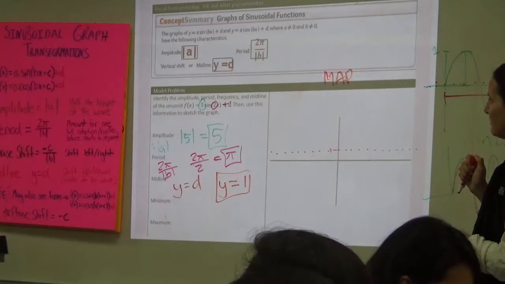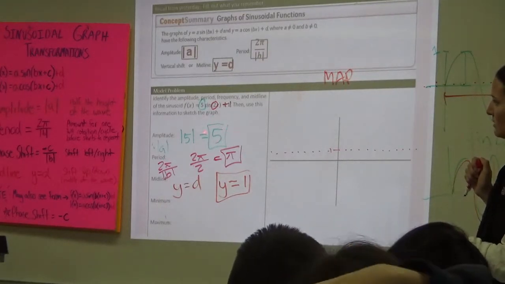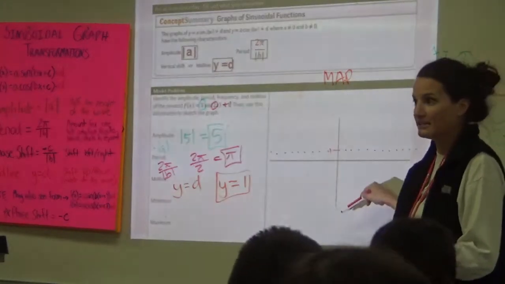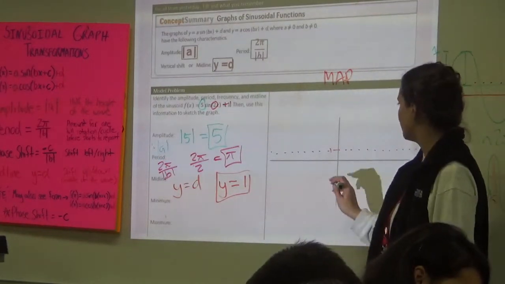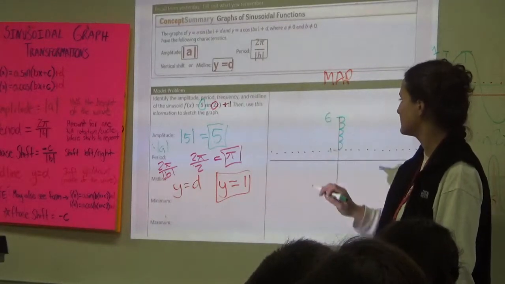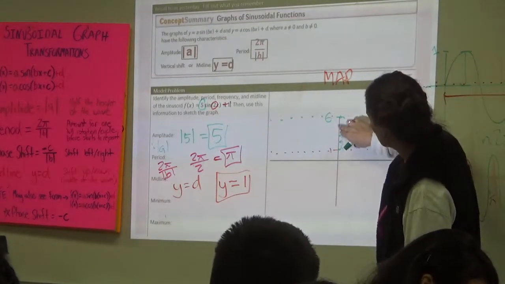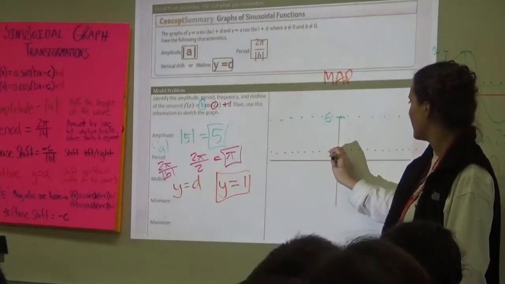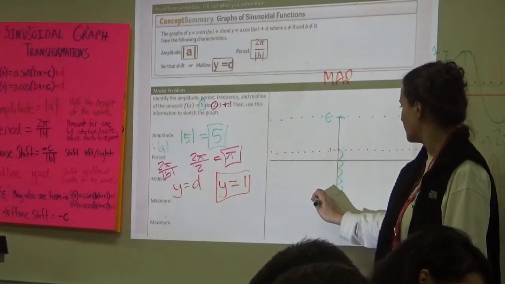Midline. Next up, MAP. Amplitude. That means since our amplitude is 5, we need to go from 1, up 5 and down 5 to get the tops of our wave and the bottoms of our wave. So I'm going to go up 5, 1, 2, 3, 4, 5, and I will be up here at 6. And I'm going to draw a dotted line up there at 6. That's going to be touching the tops of my wave. And I'm going to go down 5, 1, 2, 3, 4, 5. And I'll be down here at -4.